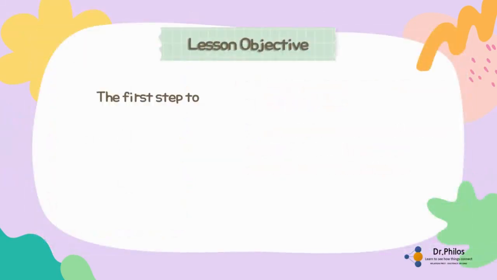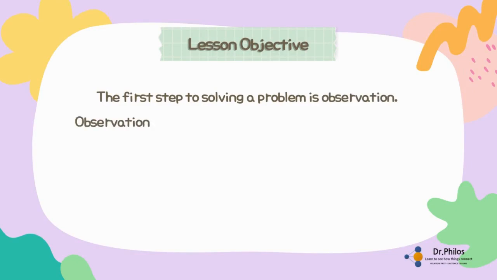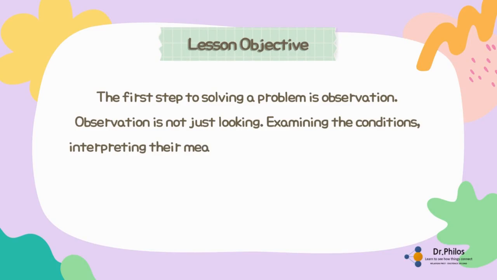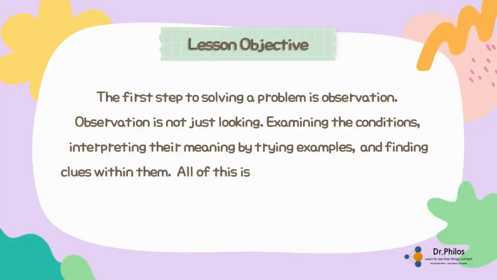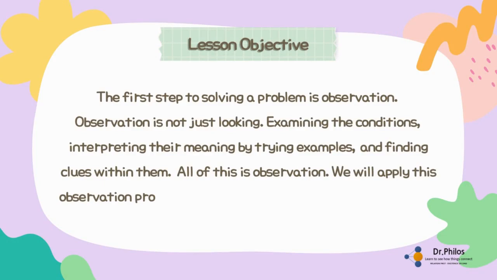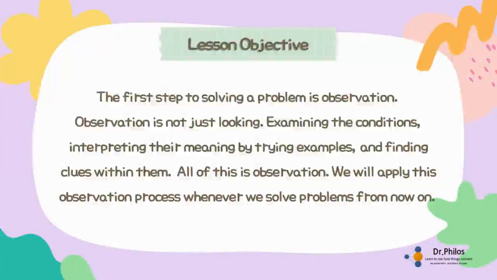The first step to solving a problem is observation. Observation is not just looking. Examining the conditions, interpreting their meaning by trying examples, and finding clues within them. All of this is observation. We will apply this observation process whenever we solve problems from now on.